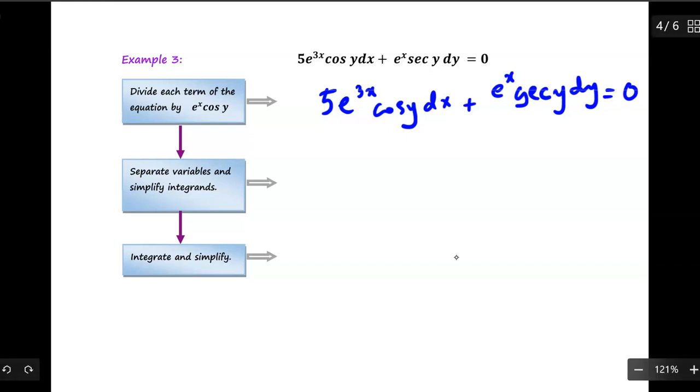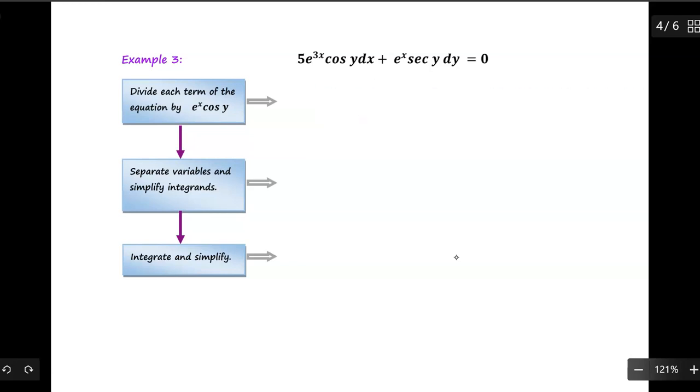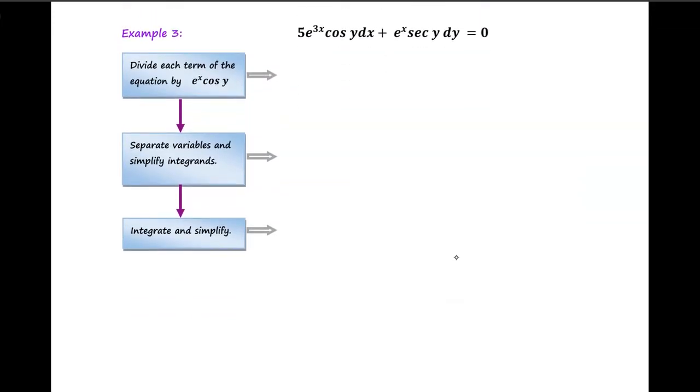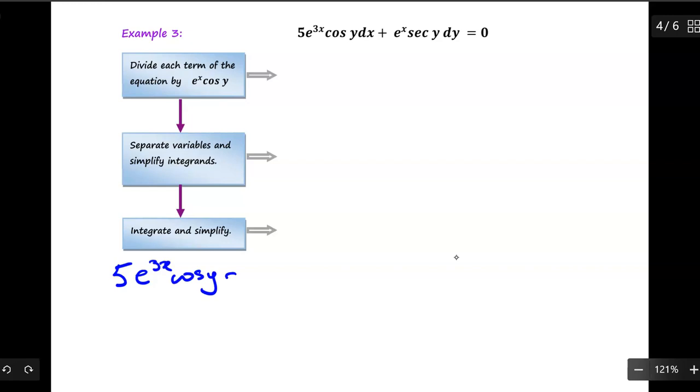Okay, I can do step by step, but I don't have enough room, so I am going to give myself plenty of room. So what I'm going to do is I rewrite everything. Okay, so 5 e to the 3x cos of y dy. I divide this by e to the x cos of y. Okay, not dy, I only divided by that. Divided by cos of y times e to the x.